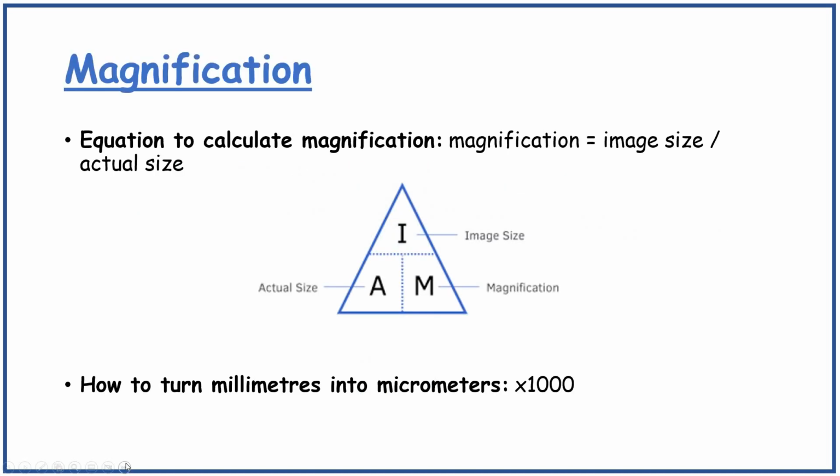So the equation to calculate magnification is magnification equals image size divided by actual size, or I over A. And I is always the thing that you actually measure with a ruler. However, make sure you measure it in millimetres, because quite often you have to turn it into micrometres. So if it's 3 centimetres, for instance, that's 30 millimetres. You then have to times that by 1,000 to get 30,000 micrometres.